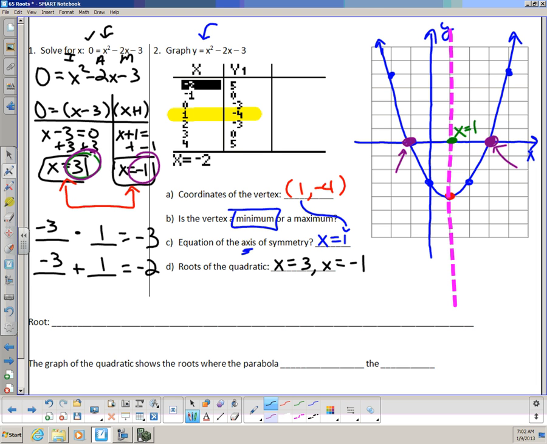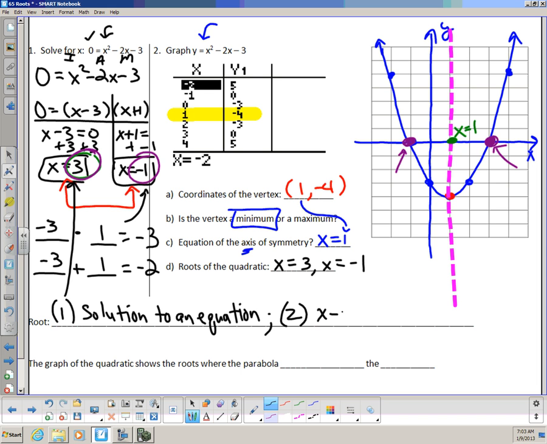A root has two definitions. One is that it's the solution to an equation. So x equals 3 and x equals -1 are called roots. On the graph, they are what we can call the x-intercepts, meaning where the x-axis intersects the graph, or where the graph intersects the x-axis.